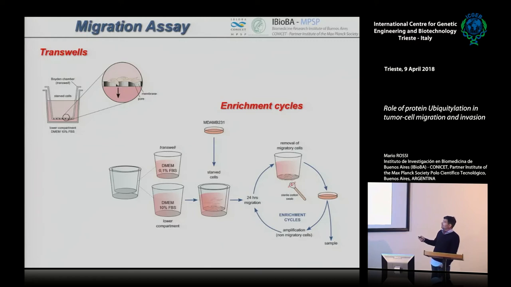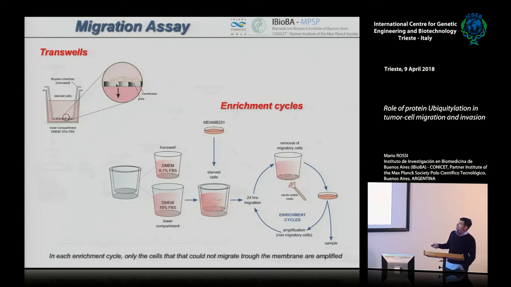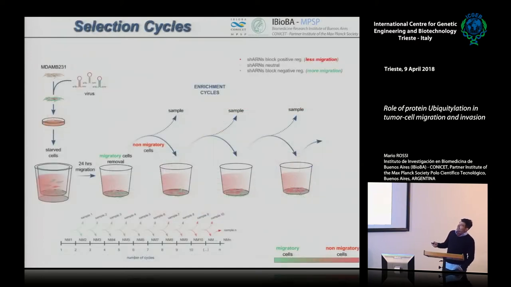And then you can amplify those, and if you want, you can do some amplification or enrichment cycles. So in our screen, what we did is we took MDA-MB-231 cell lines that are derived from triple-negative breast cancer and have been extensively used as a model system by many, many labs. And we infected them with a library of shRNA directed at ubiquitin pathway genes.